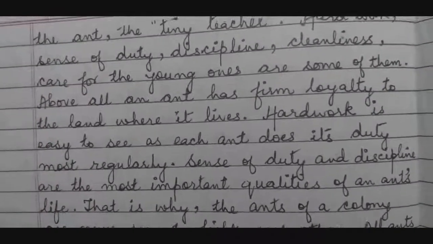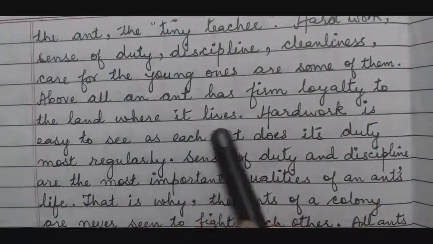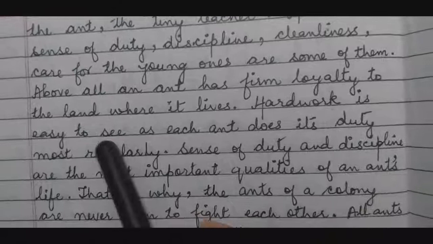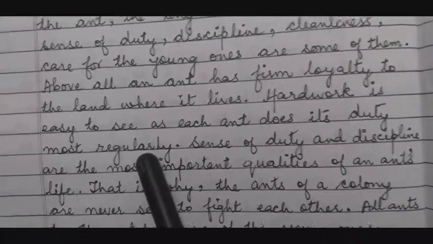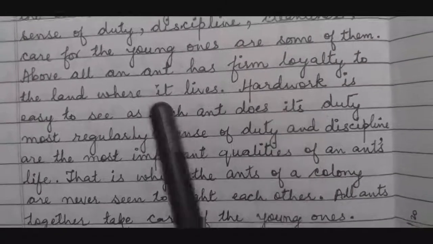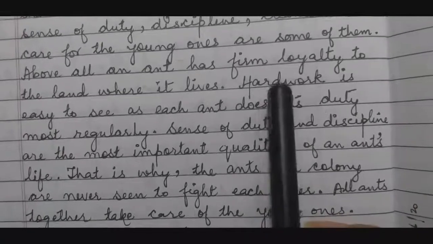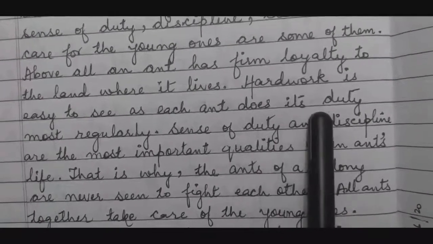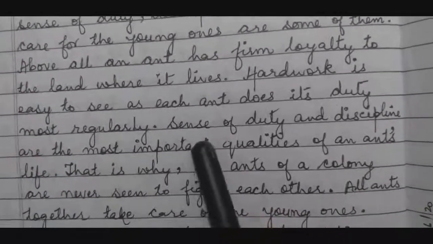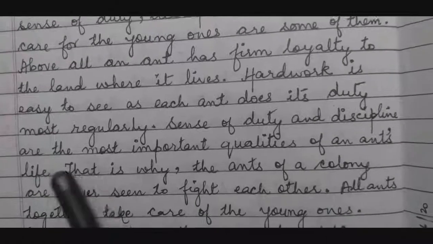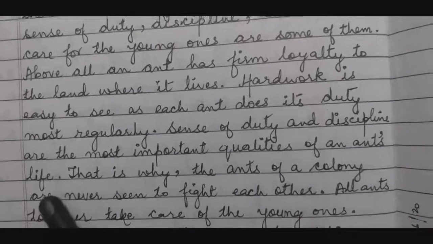Fine? Okay. So, an ant has firm loyalty to the land where it lives. Hard work is easy to see as each ant does its duty most regularly. Yes, this I have already explained, that it is very easy to see them as hard workers because they do very hard work, and they perform their duty most regularly.